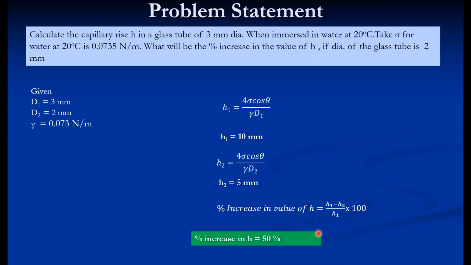The percentage increase is almost 50%. So if the diameter is decreased by 1 mm, the percentage increase in H is comparatively high. That is almost a 50% rise.